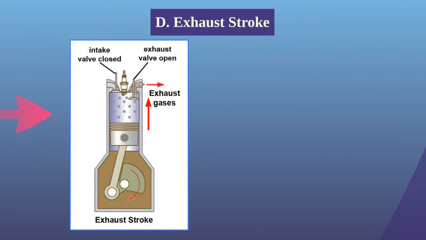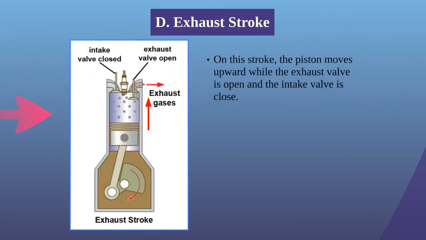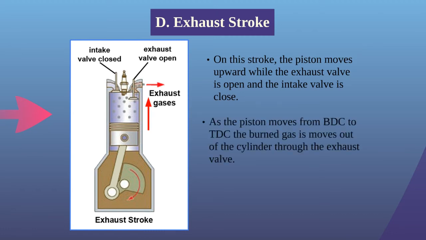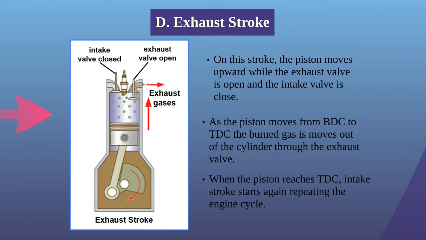Exhaust stroke. On this stroke, the piston moves upward while the exhaust valve is open and the intake valve is closed. As the piston moves from BDC to TDC, the burnt gases move out of the cylinder through the exhaust valve. When the piston reaches TDC, the intake stroke starts again, repeating the engine cycle.